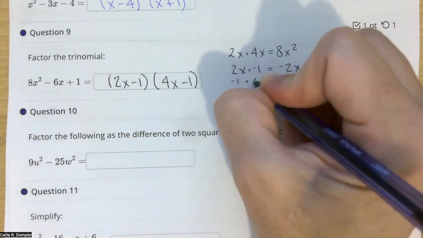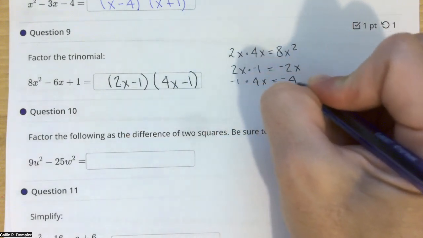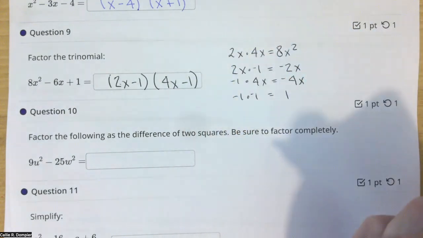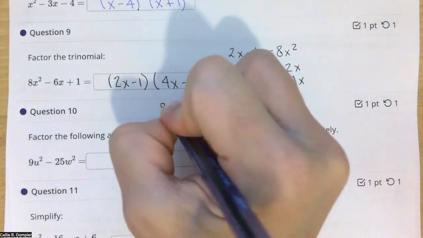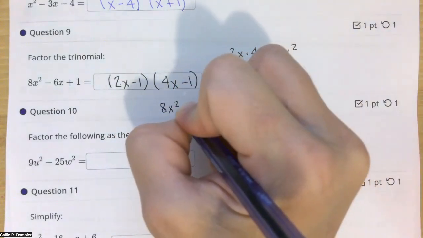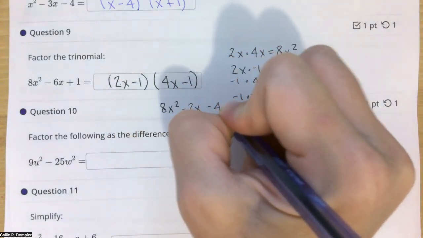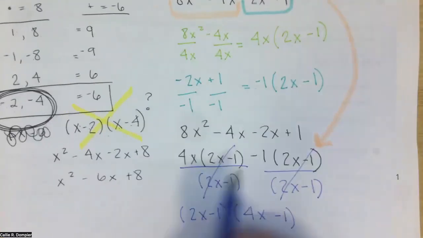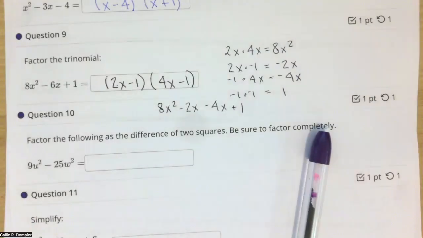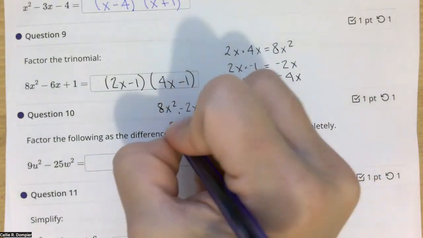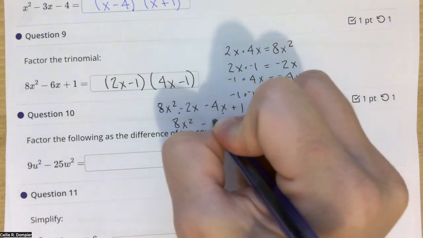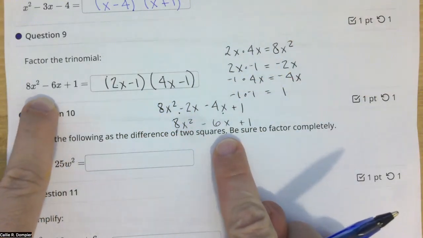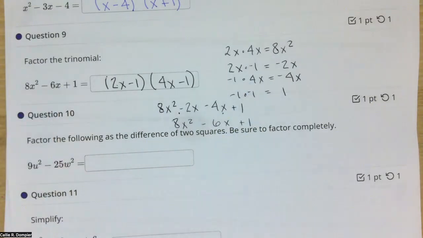-1 times 4x is -4x. And then -1 times -1 is +1. So now I have 8x squared minus 2x minus 4x plus 1, which is what we had when we factored by grouping. And then we simplify -2x minus 4x to get 8x squared minus 6x plus 1. So we can get back to our original trinomial. That's how you would check your answer.